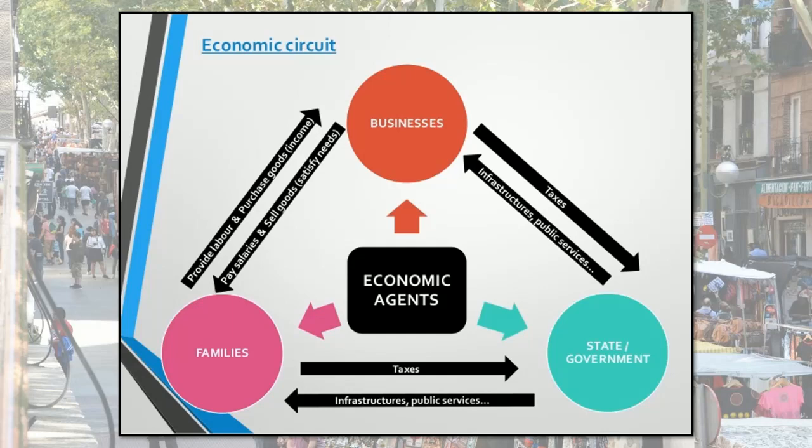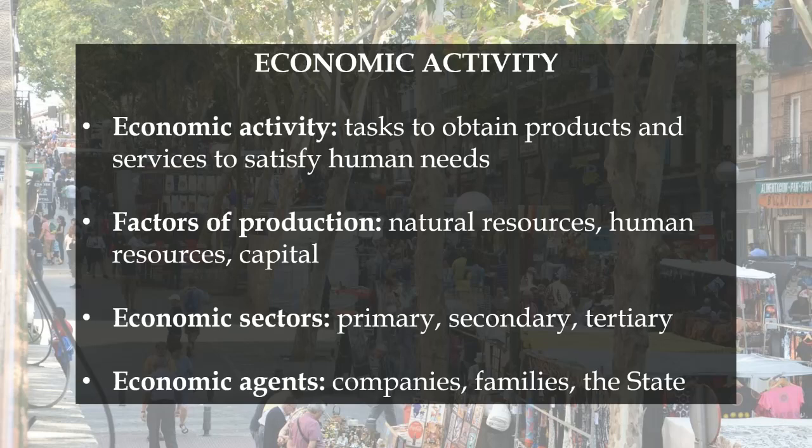Boom. So it is very important that these arrows work perfectly in order to have a healthy economy. So, as a summary, the economic activity are all the tasks to obtain products and services to satisfy human needs, and within the economic activity we can make several classifications.